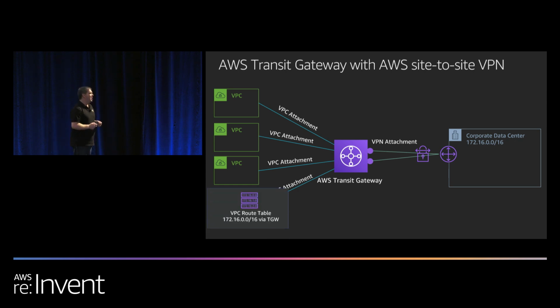Back to my old favorite again, let's think about the routing here. We need to put entries in the route table in the VPC to say now, to get to the on-premises infrastructure, send that traffic to the transit gateway. The transit gateway has learned that route over the VPN connection because it was dynamic, and now we have traffic flow end-to-end.